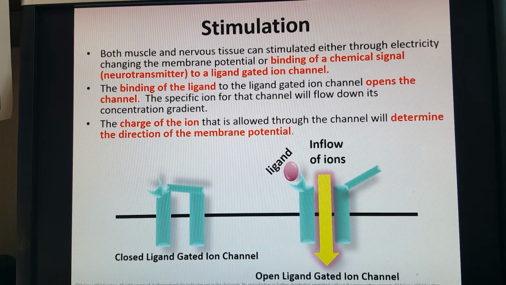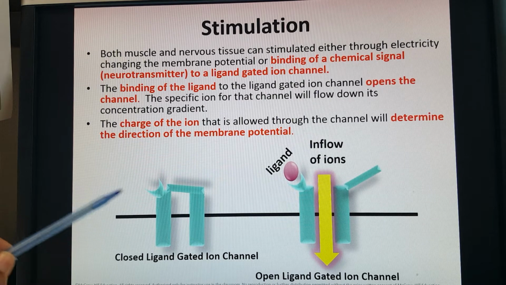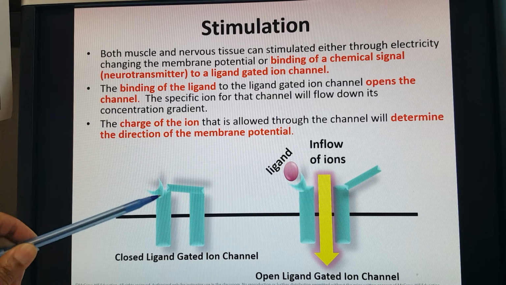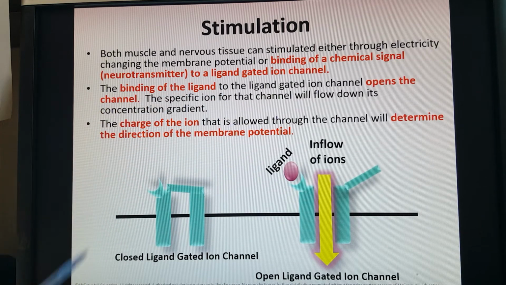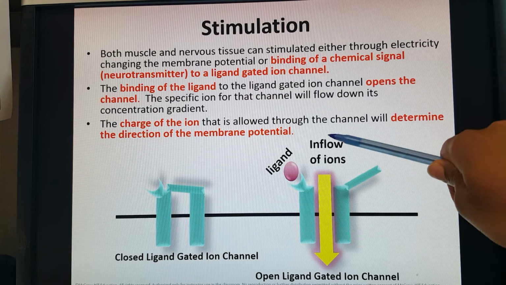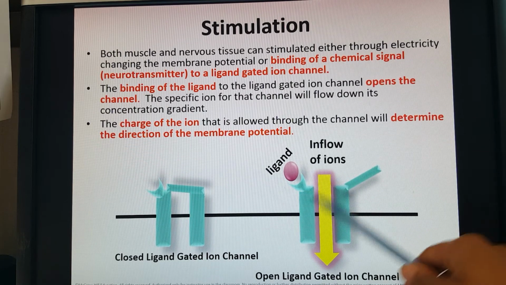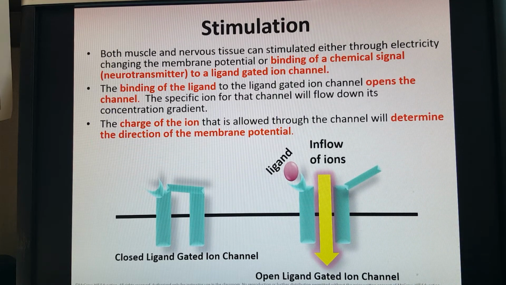For our stimulation, we have a closed ligand-gated ion channel and a chemical signal. A ligand has to bind to this ion channel; that ligand is the key that opens up the gate. When that happens, the ligand binding causes an inflow of ions. The ions are going to go down their concentration gradient depending on what type of ion channel it is.